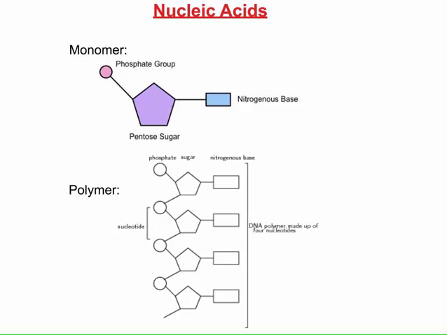So focusing in specifically on nucleic acids in this unit, again, the monomer of nucleic acid is the nucleotide. The nucleotide has three parts: a phosphate, a sugar, and a nitrogenous base. When you connect a bunch of these nucleotides together, you get the polymer, which will in this case be DNA, but it could also be RNA.